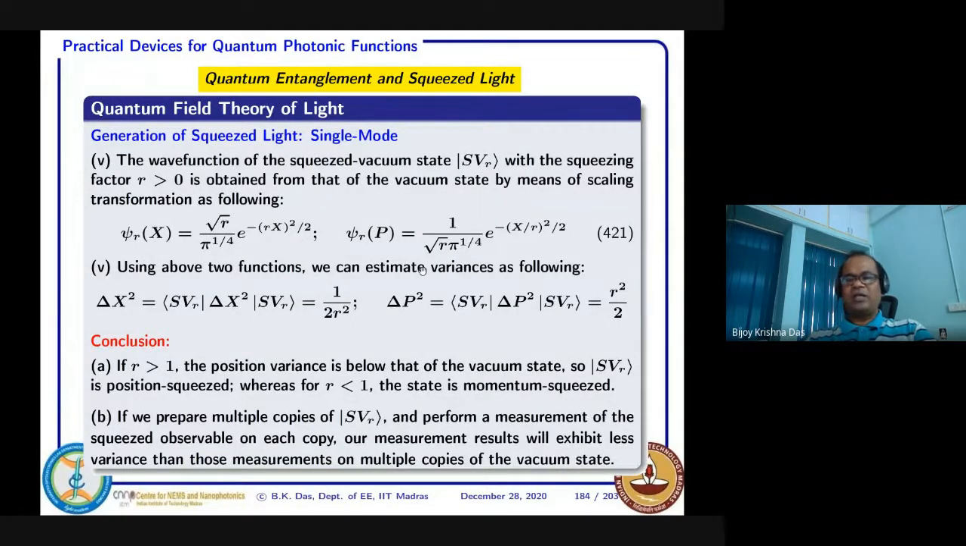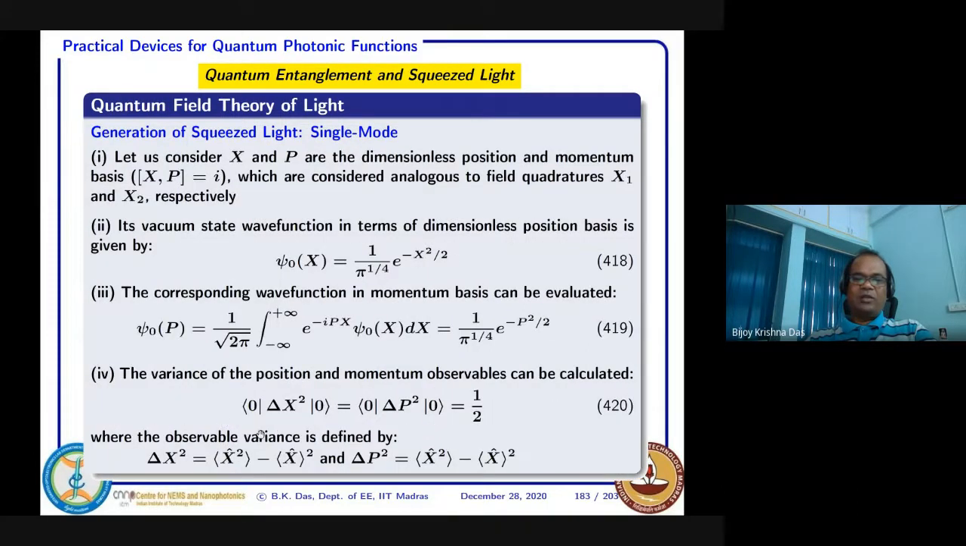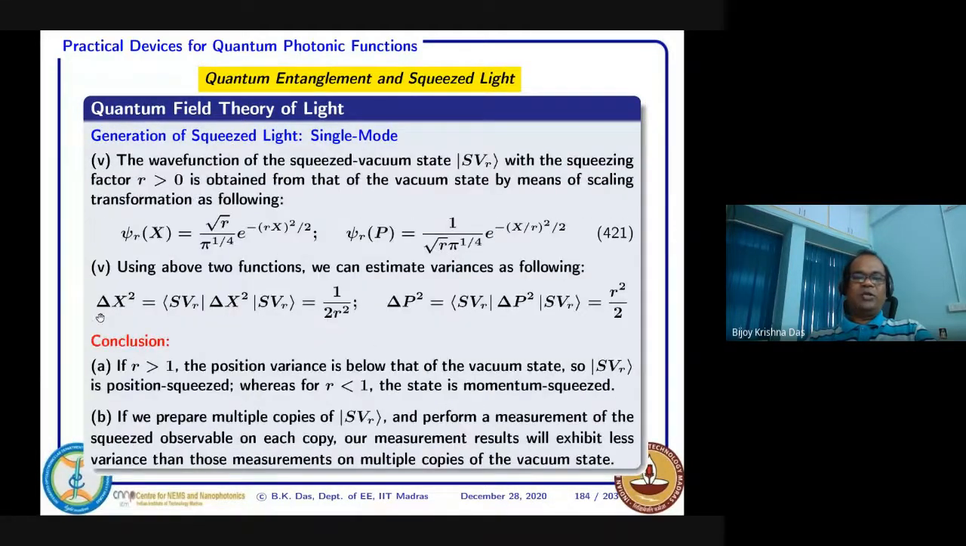So with this function, again, if I try to calculate delta x square and delta p square, that means the variance in x and the variance in p. Earlier I calculated the variances delta x square and delta p square, and both were half. Now, if I calculate the variance again with this modification, what do I get? Delta x square equals 1 by 2 r square and delta p square equals r square by 2. That means the variance in measurement.